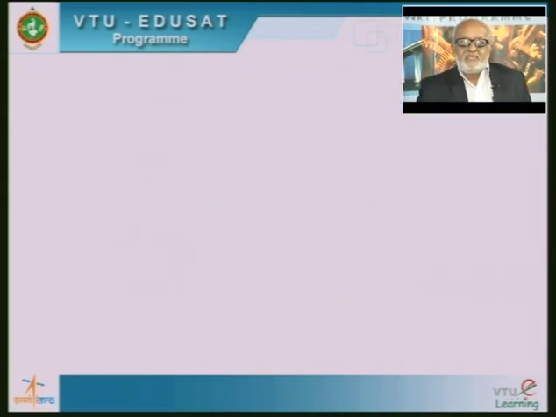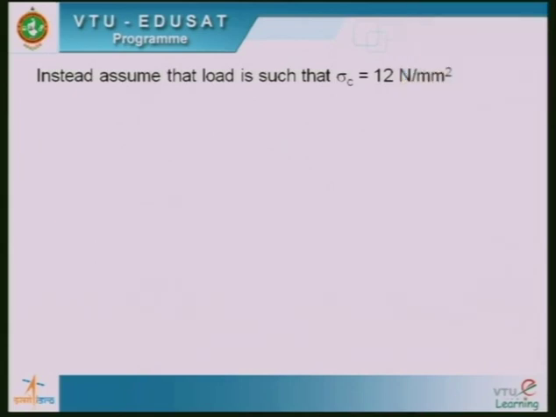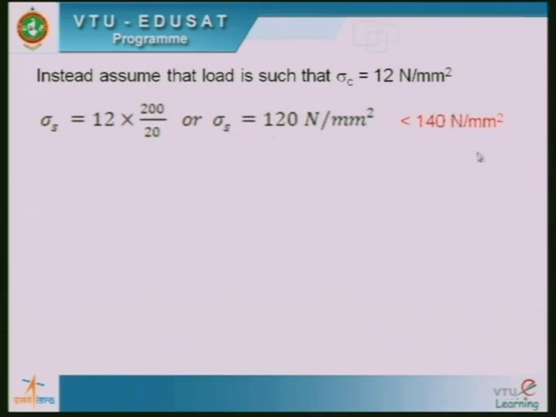Now, let us look into the next alternative. Instead, let us assume that the load is such that sigma c is 12 Newton per mm squared, because this is the maximum allowable limit. Using the same relation, I will work out the stress in steel, which is 120. Fine, this is less than 140 Newton per mm squared.